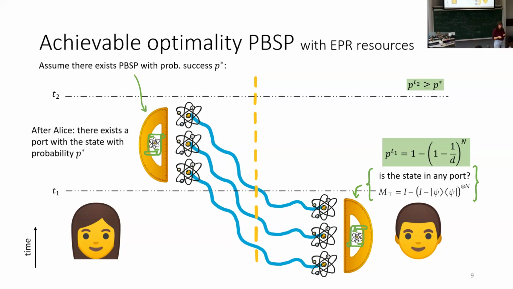And because she has found it, but there has been no communication in this time, the probabilities of success cannot be different. They have to be the same, which basically gives a very simple upper bound for the optimal achievable probability in such a protocol, which is the bound that we gave for the EPR resources. But it only works for EPR resources, this way.